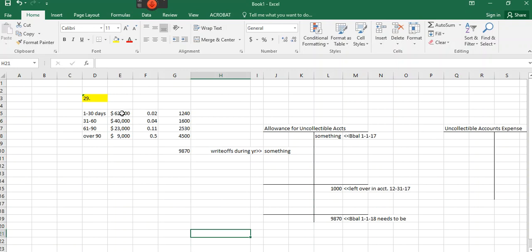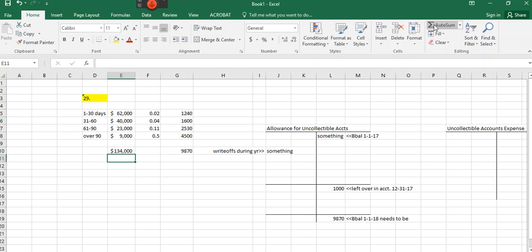It tells you that you've got $62,000 that are 30 days old. In other words, between 1 and 30 days. It tells you you've got $40,000 of your accounts receivable that are 31 to 60 days, and then $23,000 that are 61 to 90, then over 90 days. What this de facto means is you have $134,000 of accounts receivable outstanding.